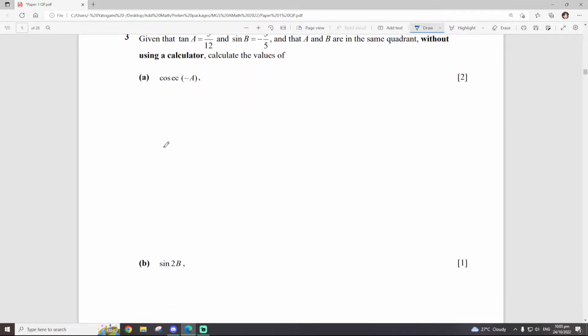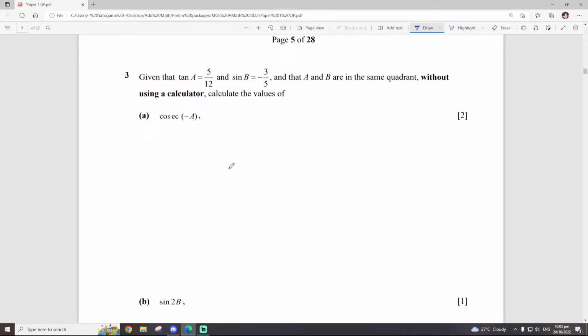Okay, question 3 is trigo ratios. Tangent A is 5 over 12, sine B is negative 3 over 5. A and B are in the same quadrant. So if you do your ASTC, you will be able to find that it will be the third quadrant. So calculate the following values. Okay, so tangent A is 5 over 12 and it's the third quadrant. So here's what the graph is going to look like.